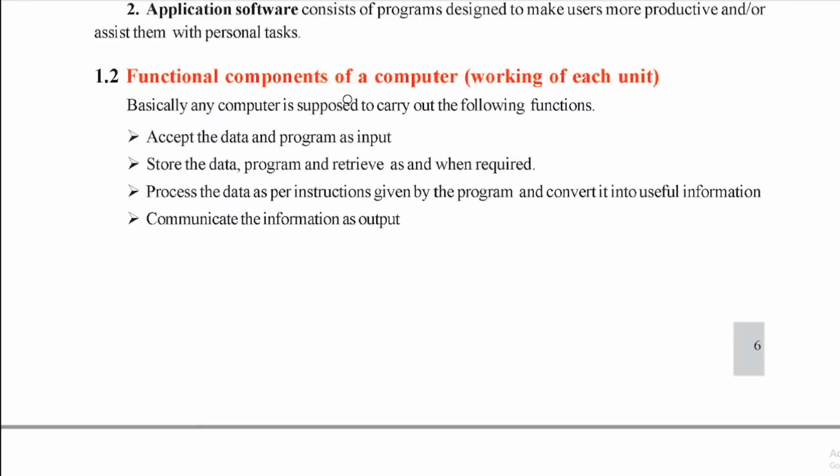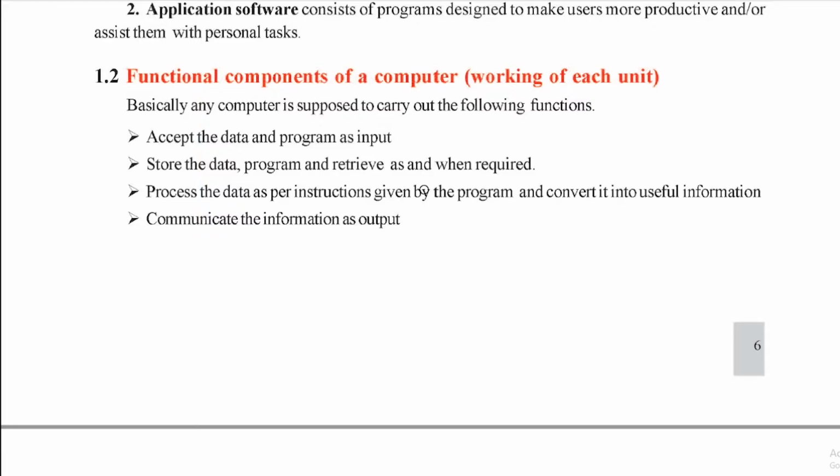So I think I have already told you what a computer is. A computer is an electronic device which accepts data and instructions, and according to the instructions, it processes the data and produces the output required. So this is how the computer works.